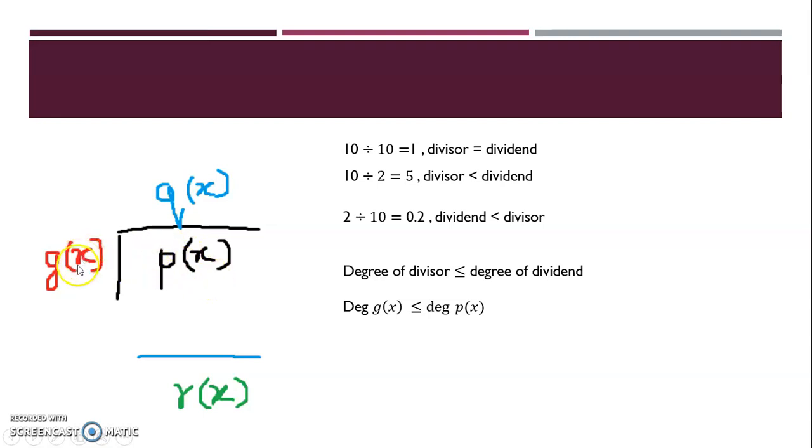Okay, that is degree of g of x must be always less than or equal to degree of p of x. So if the p of x term is x square, okay, the g of x term can take some x power 0 is possible, x power 1 is possible, x power 2 is also possible, but it should not go above the degree of the dividend. In this case, it is x square. So x power 3 is not possible.